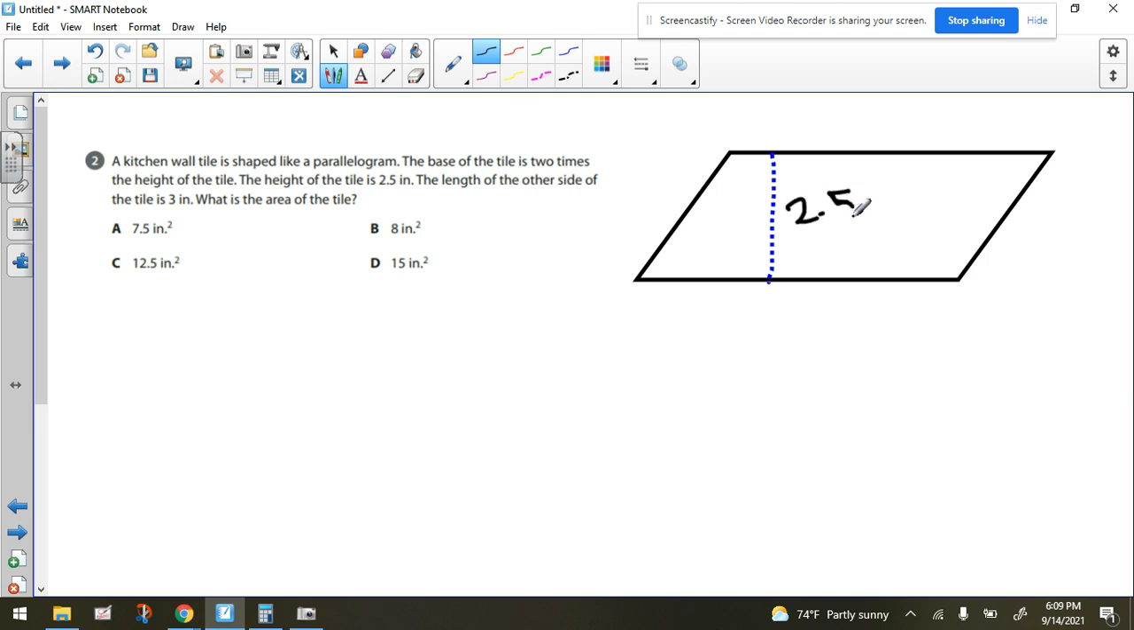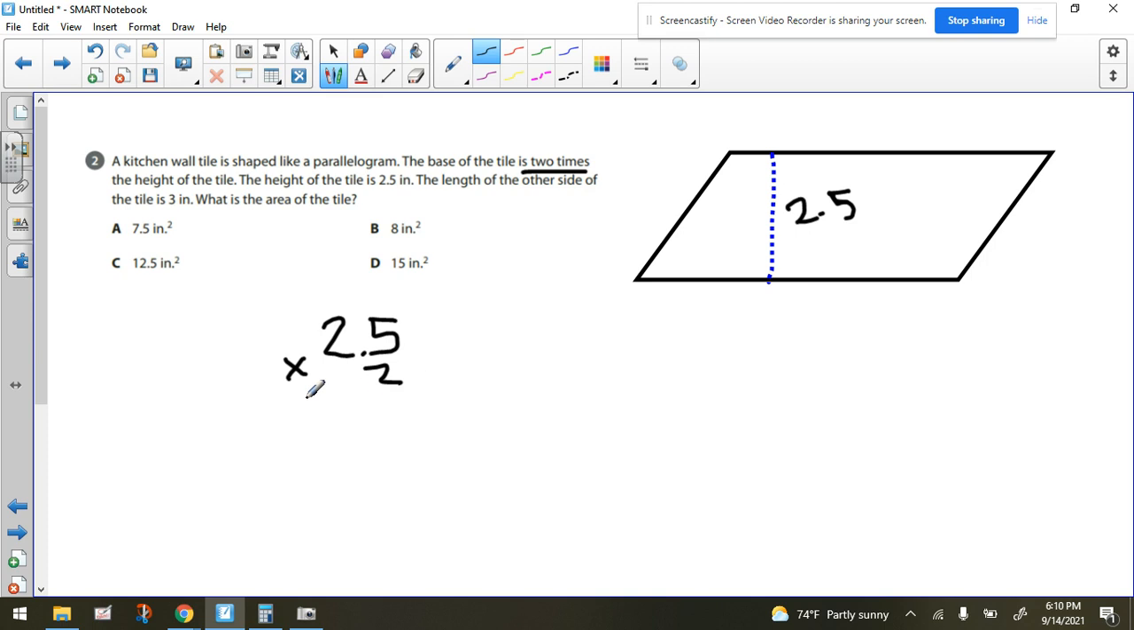Didn't trace that very well. All right, now remember, it does say that the base of the tile is 2 times the height of the tile. So that means that we can take this number right here, multiply it by 2, because that's what this would suggest, and that should give us the length of this line right here. So let's do that. 2 5/10 times 2.